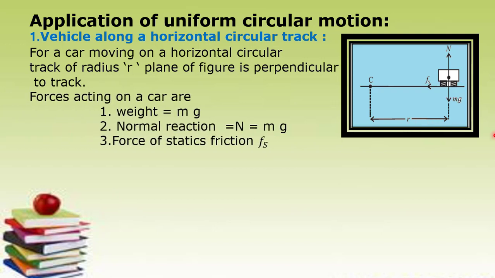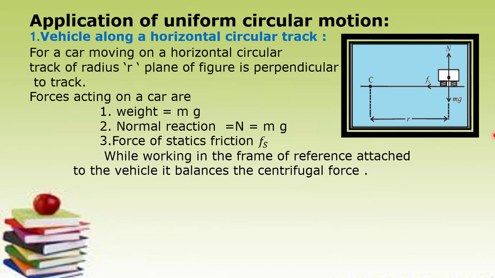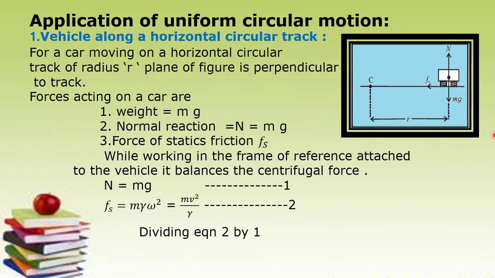The forces acting on the car are first its weight mg, second the normal reaction, and third the force of static friction. While working in the frame of reference attached to the vehicle, the normal balances the weight, that is N equals mg. This is equation number 1. The second force, the force of static friction, is m r omega square, equal to m v square upon r. It is also called the centrifugal force.